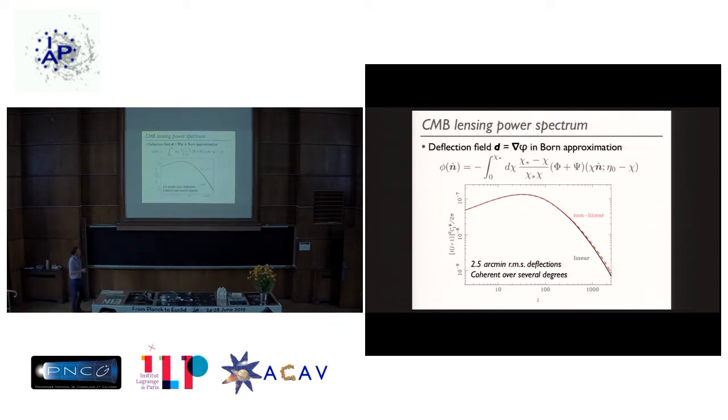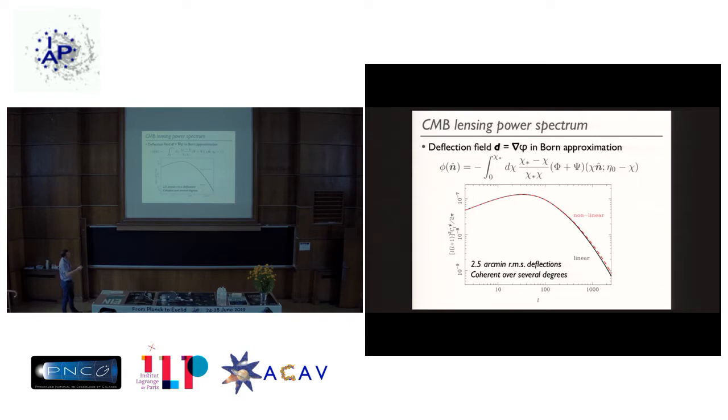The basic thing that determines the deflections, at least in the Born approximation, is that the deflection is the gradient of some scalar field. That scalar field, which we'll call the lensing potential, little phi, is some integral of the gravitational potentials weighted by lensing efficiency factors and integrated all the way back along the line of sight. The power spectrum of that potential, or actually L to the fourth times the power spectrum of that potential, to give you something essentially like a convergence power spectrum, is shown here.